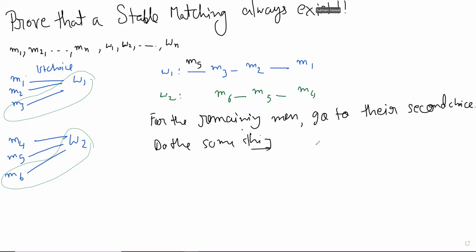Just to give an example, if there is M5 and M4 here, and they also have W1 as a second choice. Then here what will happen is W1 will get unmatched from M3 and will get matched to M5. Okay, is it clear how the algorithm goes forward? That's my first question.